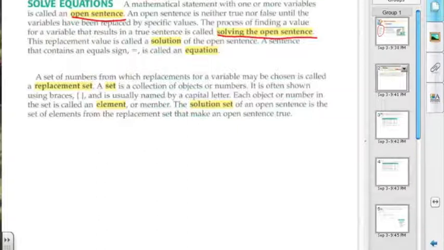All right. Now, the numbers that we substitute in come from what we call the replacement set. A set is the collection of objects or numbers that we're trying to use. Each of these that comes out of the set is called an element. The ones that work, that's the solution set. Now, that's a lot of vocabulary. It might not make a lot of sense right now. We'll go to the next slide and try to show you how.